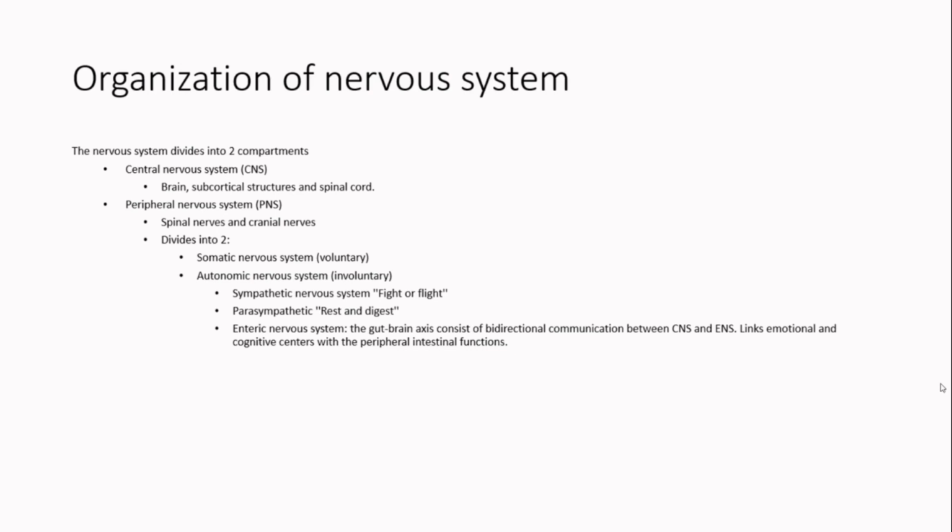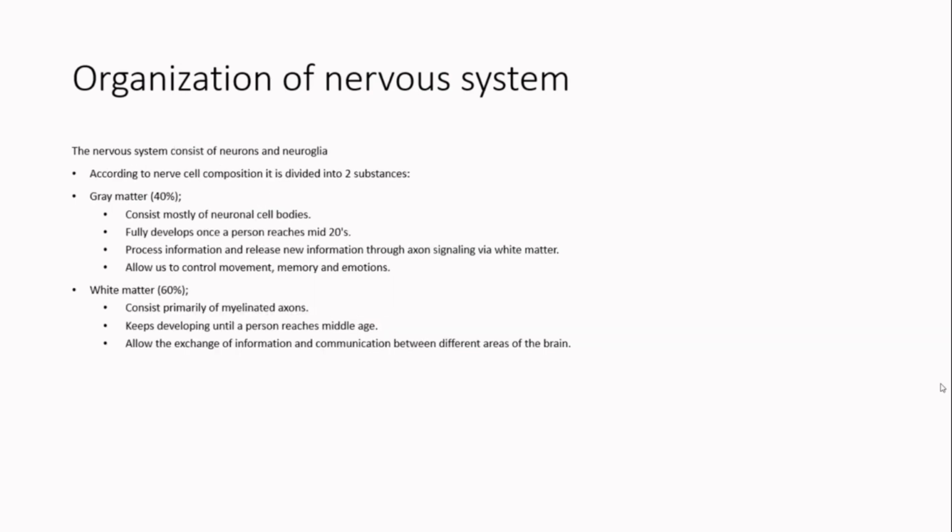And this autonomic nervous system has three parts: the sympathetic nervous system, which is generally known as fight or flight, the parasympathetic, the rest and digest, and the enteric nervous system, which is a part of our gut-brain axis, and it communicates with the CNS to link these emotional and cognitive centers with our intestinal functions.